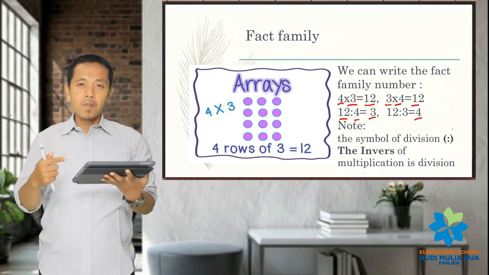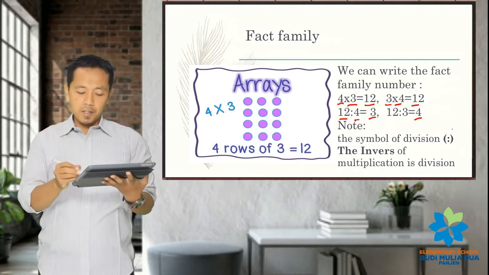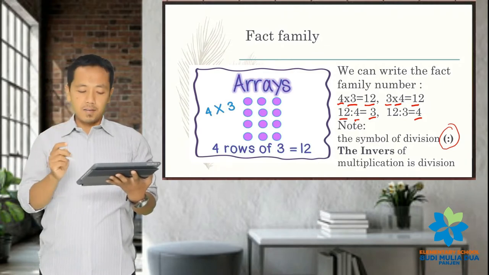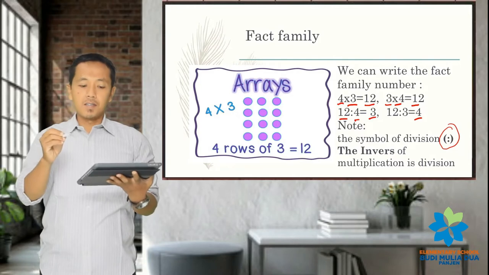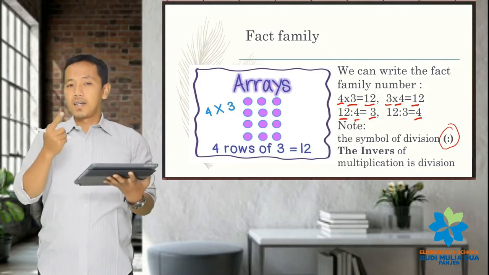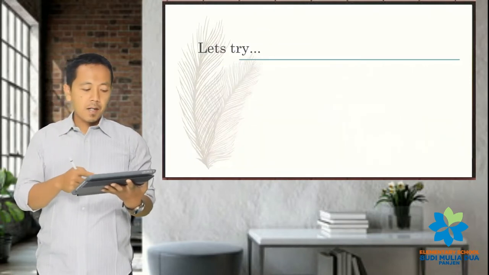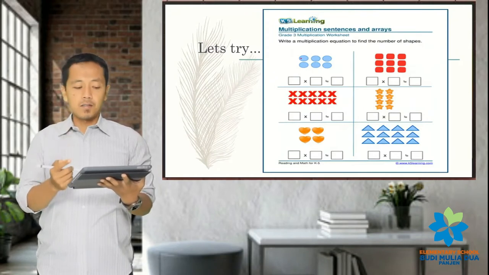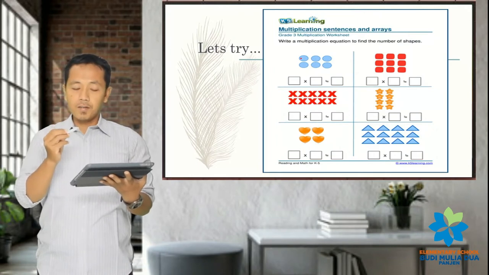Remember, the symbol of division is like this. Simbolnya titik 2. Remember, the inverse of multiplication is division. Kebalikan dari perkalian adalah pembagian. Next, Mr. Is shows the exercise. Okay, check.